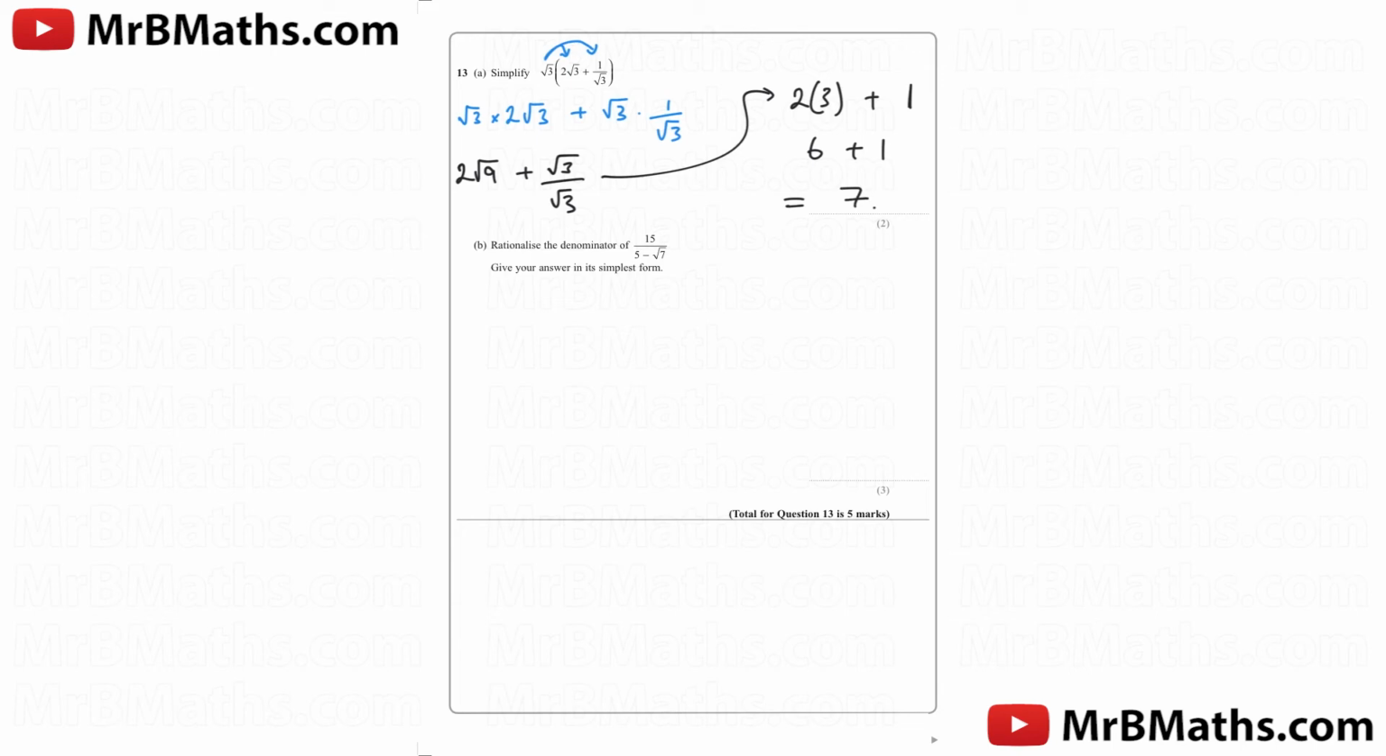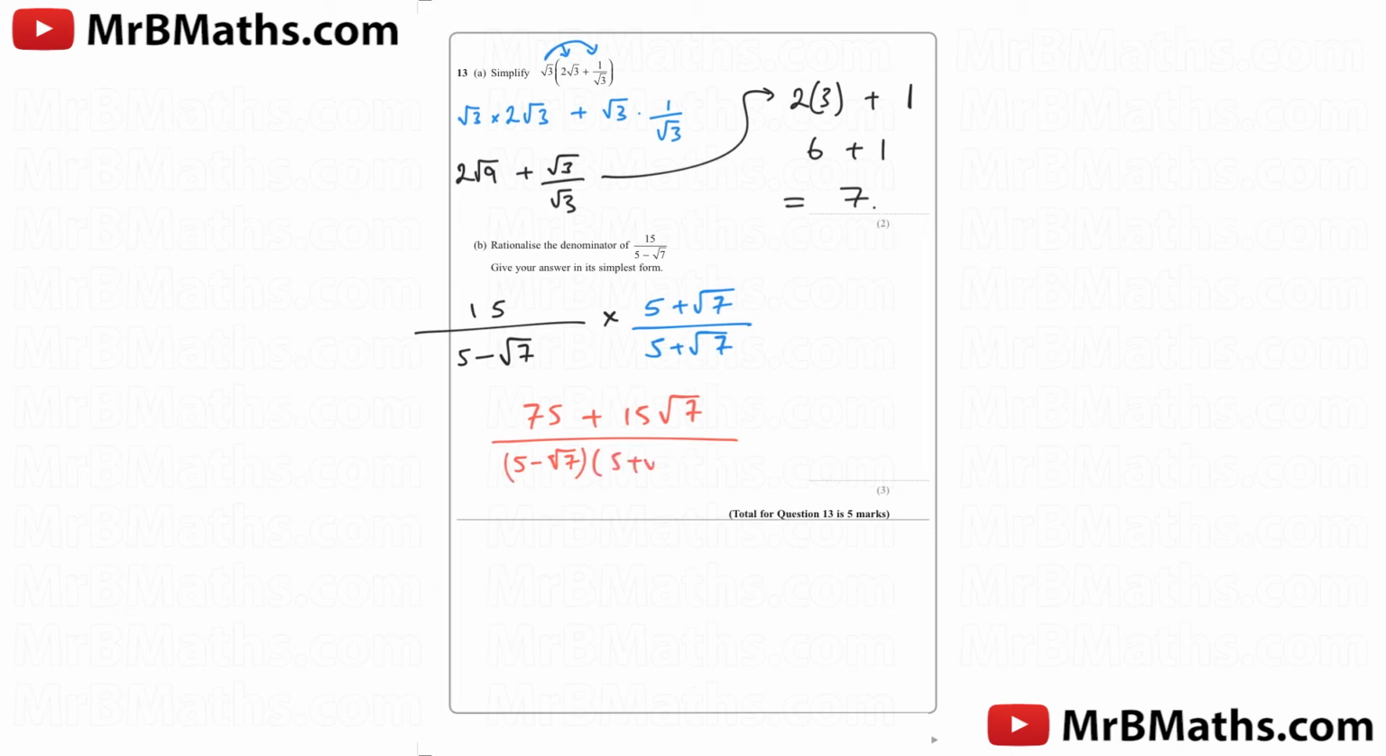Part B is saying rationalise the denominator of 15 over 5 minus root 7. So if you remember from rationalising, we have 5 minus root 7, and then we times by 5 plus root 7 over 5 plus root 7. So therefore we get 75 plus 15 root 7 for the numerator, and then we end up with this 5 minus root 7 and 5 plus root 7.